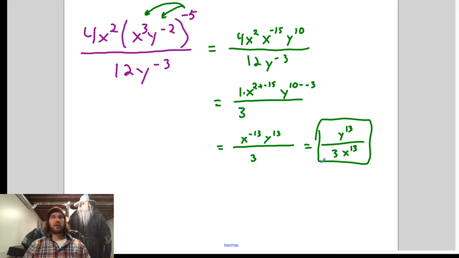Bingo. Hope I did that right. Positive 10. Double checking our work. Yeah, looking good. Looking good, folks.